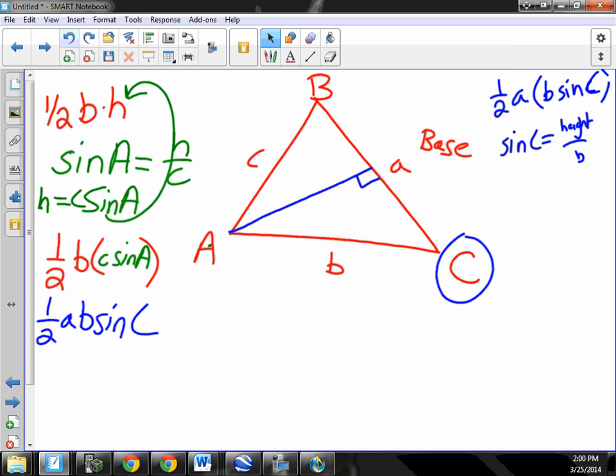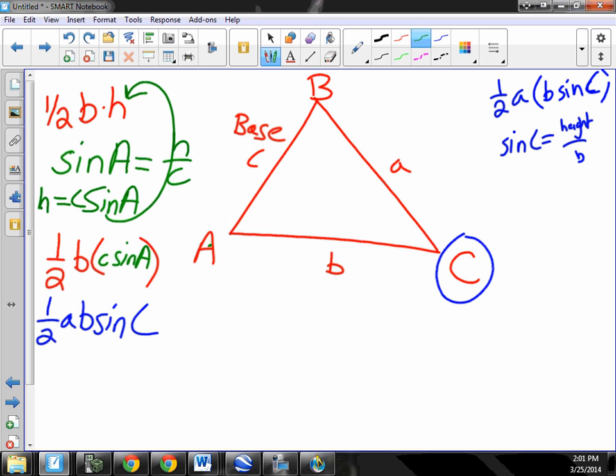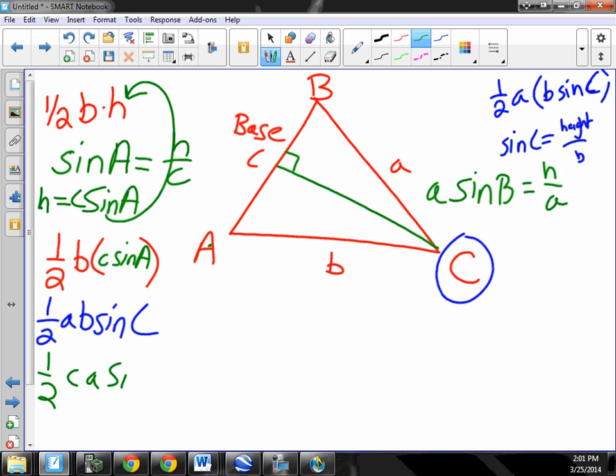And what if I moved my base over here to little c? So this is going to go away. So the sine of B is equal to H over little a. So A sine of B. So 1/2, and it's actually CA sine of B. But I'm going to change the order of A and C. What do you notice about all three of those formulas?